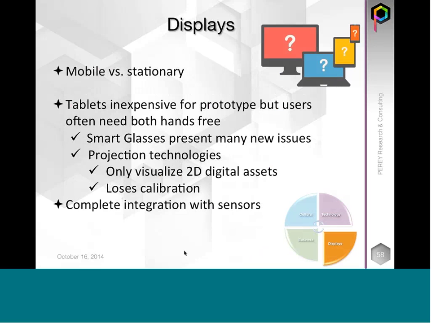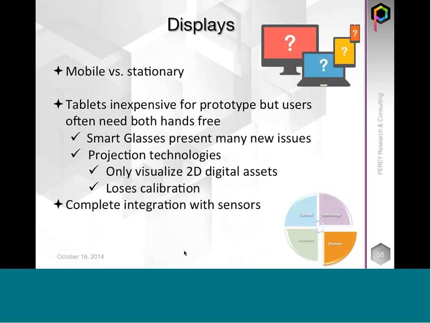In many of the examples I shared with you, you saw displays. And this is one of the very challenging areas, is the choice of the display, the positioning of the display, whether it can be mobile or can be positioned and mounted in a stationary manner. We often use tablets today for prototyping because they're very inexpensive. But as I mentioned, when a person has to do a procedure and they need both of their hands, a tablet is not ideal.